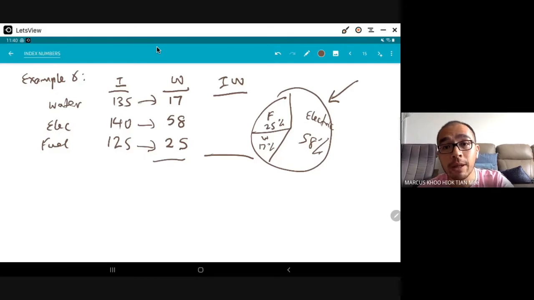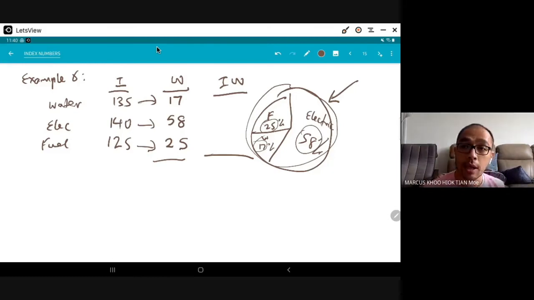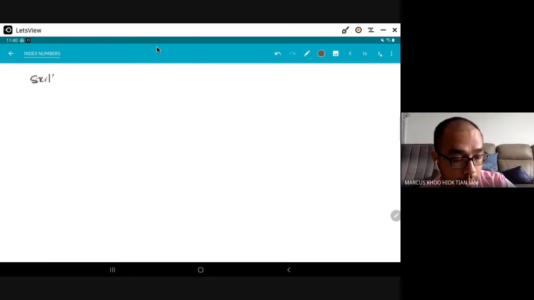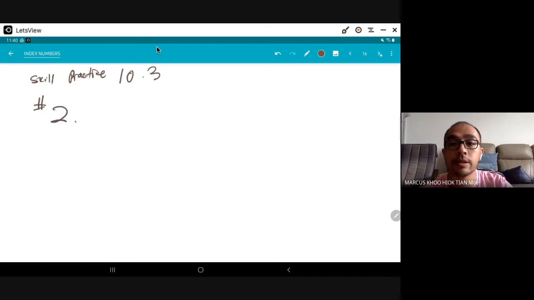Okay, so I just want to show you a couple of examples. Sometimes the weightage will be given in a pie chart like this. Just take the numbers 25, 17, 58. No problem. That is the weightage. So what I want you to do now is try this one, skill practice 10.3. I want you to try question number 2. Give question number 2 a try. I will give you about maybe 7 or 8 minutes to try it, and then we will come back and calculate it.